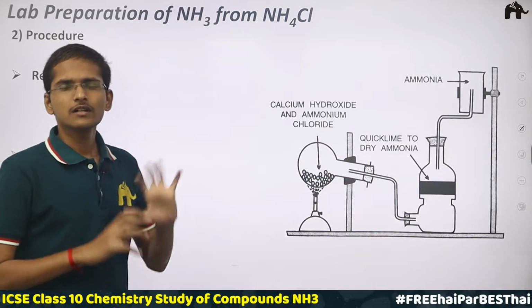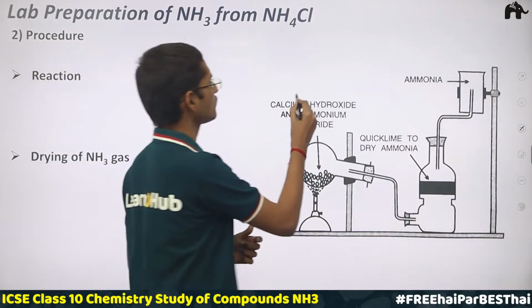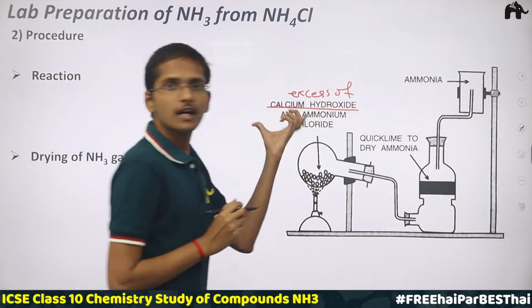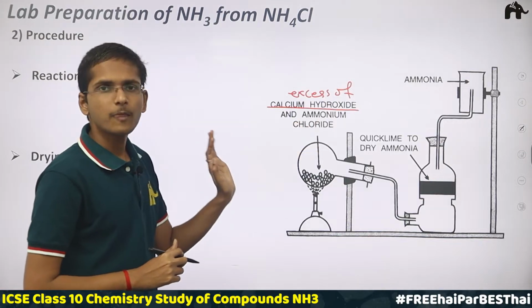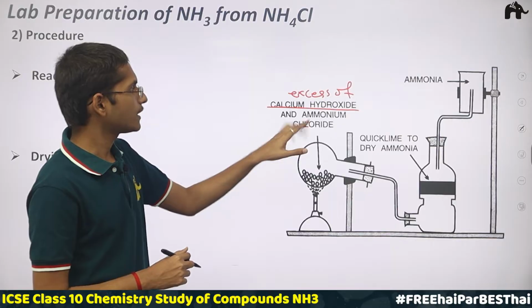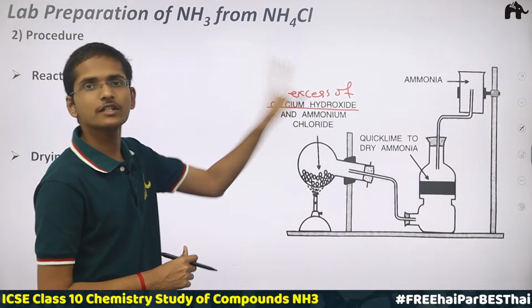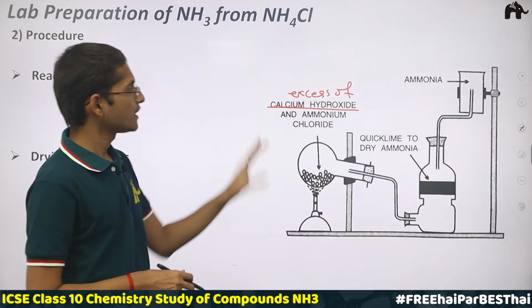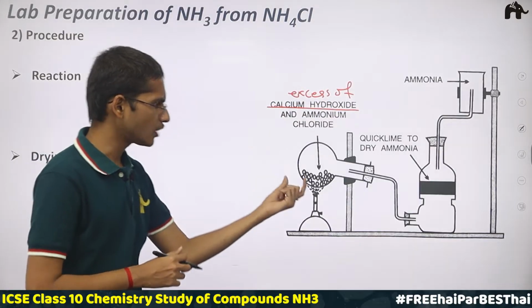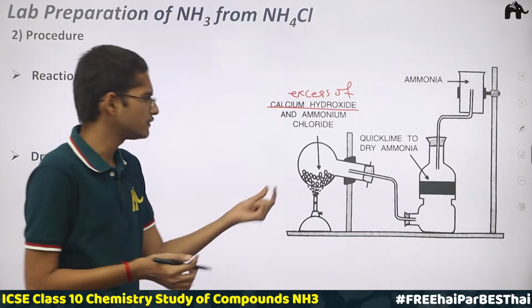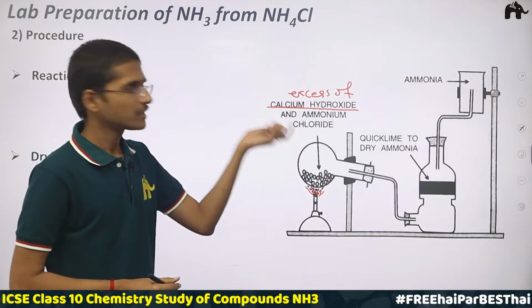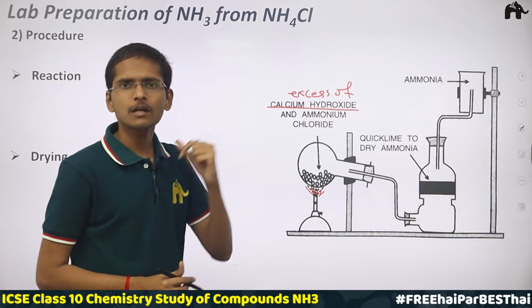Now in the procedure, simply we have already taken excess of calcium hydroxide and ammonium chloride. Just excess of calcium hydroxide, not excess of ammonium chloride. Only we are taking calcium hydroxide in excess, ammonium chloride in normal amounts, and we have finely ground it before taking it. And what we are going to do is, simply the procedure is we are going to heat it. That's it.